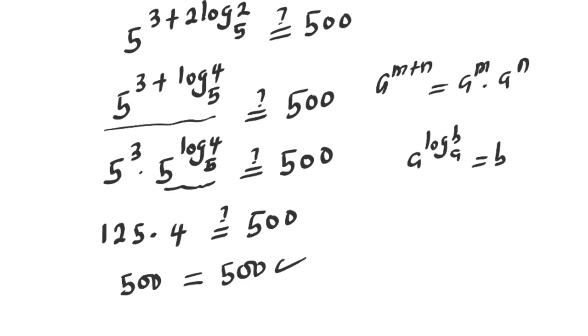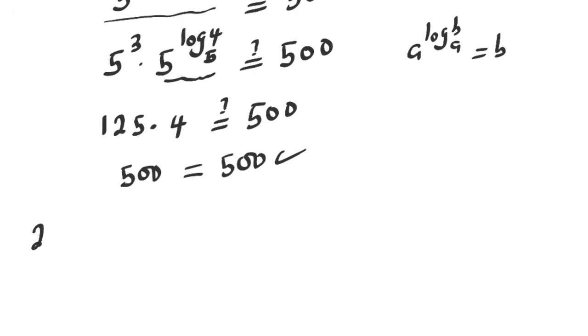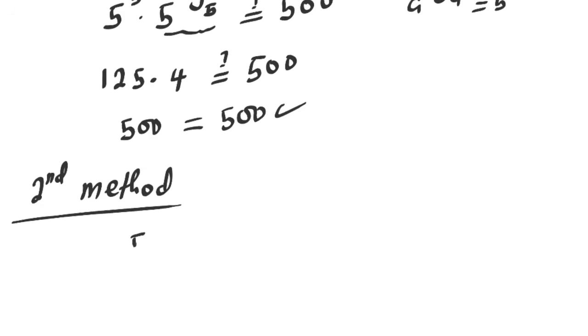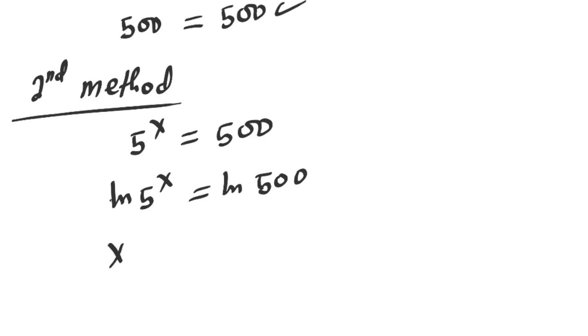Let us solve this using another method called the method of natural logarithm. Then this is second method. We have the given equation 5 raised to power x is equal to 500. Then let us take the natural log on both sides. We have ln of 5 raised to power x is equal to ln of 500. With this method, you can actually solve this in less than 1 minute. This is x ln of 5 is equal to ln of 500.